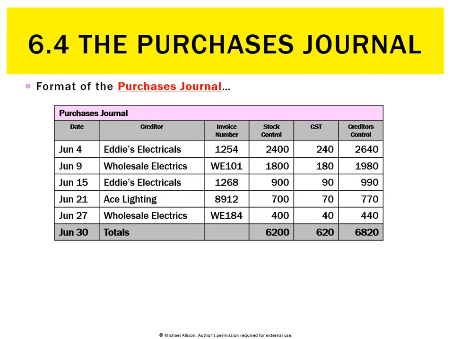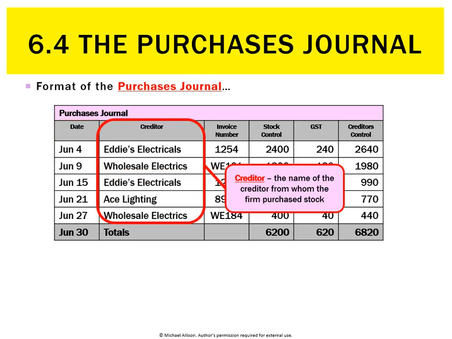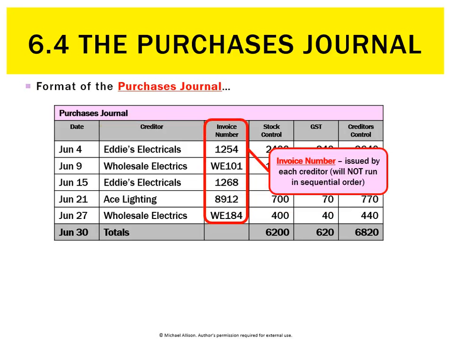Looking at the format, very simple. We've got the date column, the date of each individual credit purchase of stock. We have the name of the creditor who actually sold us the stock. We've got the invoice number, so these won't be sequential because each individual supplier will have its own invoicing system. So therefore, don't expect these to run in order.